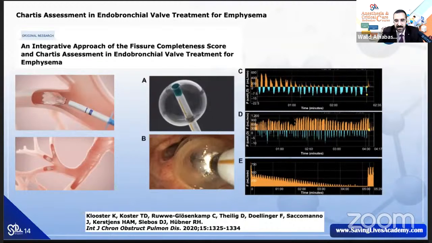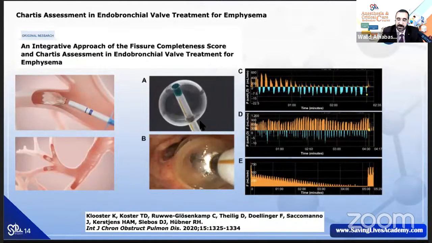If you find this is the shape, so there is still flow, and they will leave that for 3 to 5 minutes, and still there is flow coming in and out. So this means the fissure is not intact. So if you put a valve in this patient, there will be of no value. So you're just exposing this patient to the surgery without any benefit. So this is what we call a new procedure. This is one of the publications in 2020.